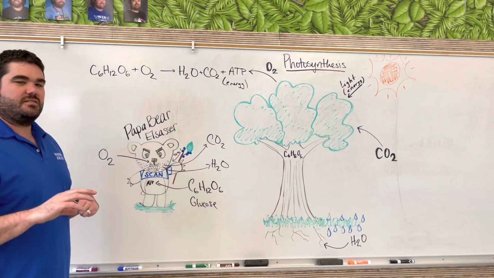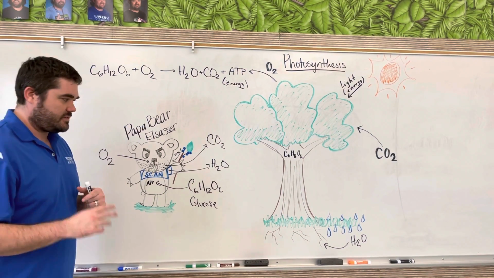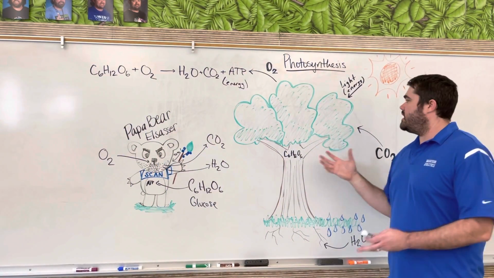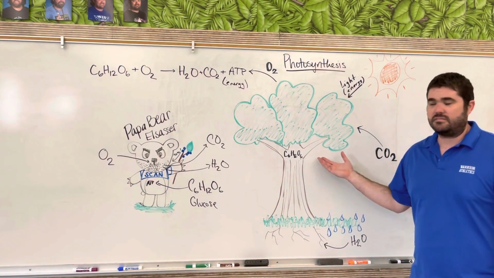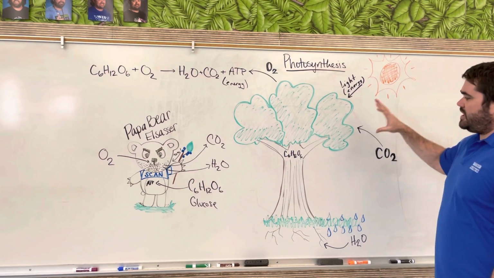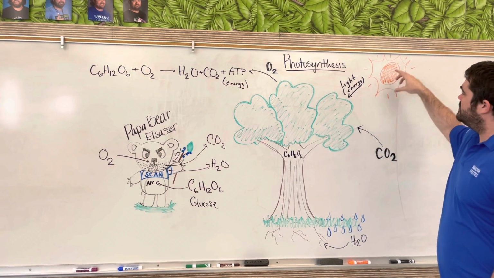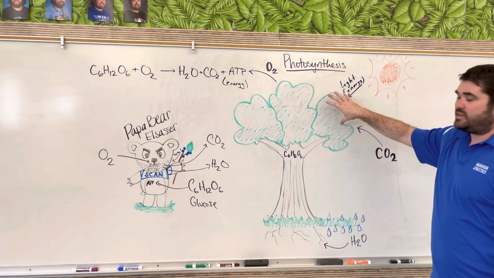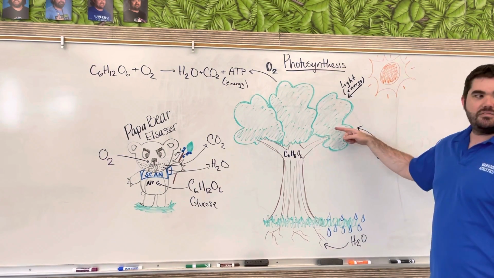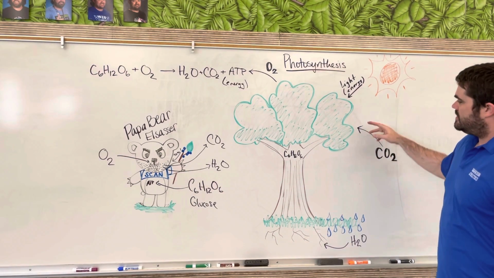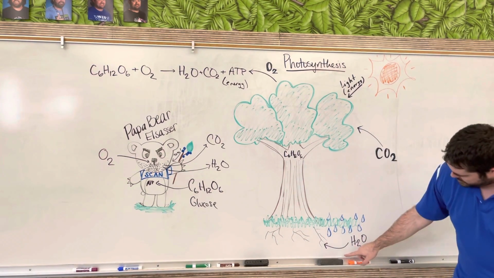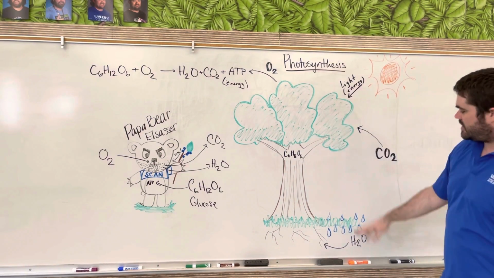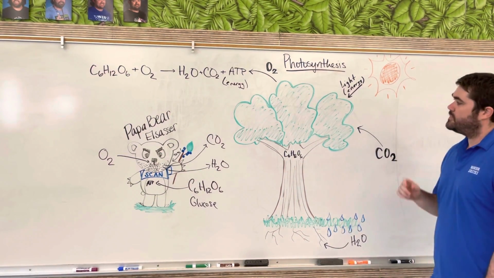Now, the next question is, well, how is that connected to photosynthesis? So if we go over here, we have our tree. Now, animals do not do photosynthesis, but plants do. So again, just a quick review. Sun gives light energy to the tree through its leaves. Carbon dioxide goes in, and water goes in from the roots. So it gets carbon dioxide from the air, light energy from the sun, water to the roots.